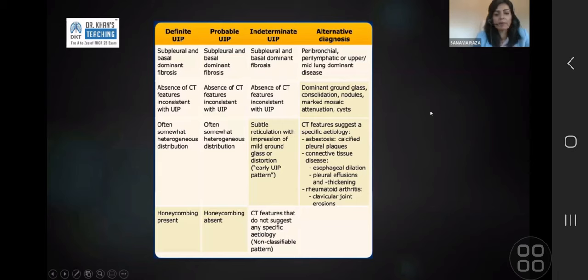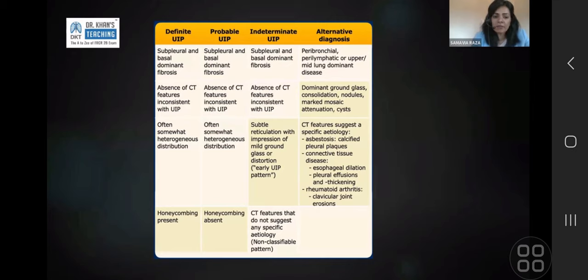Definite UIP and probable UIP are both basal predominant and both subpleural. The main thing to consider for these two is that you don't see any other predominant abnormality other than reticulation. So too many lines in the lung is the main problem. There can be a bit of ground glass, but that ground glass change will always be considerably less than the degree of reticulation. The predominant abnormality is reticulation that is peripheral, and it absolutely needs to be basal predominant. It can be anywhere in the lung, but it has to be worse at the base, and by base, I mean the lower half of the lung, not the posterior part of the lungs.